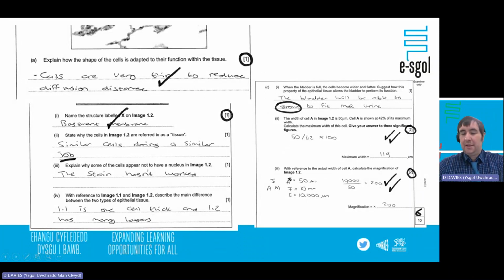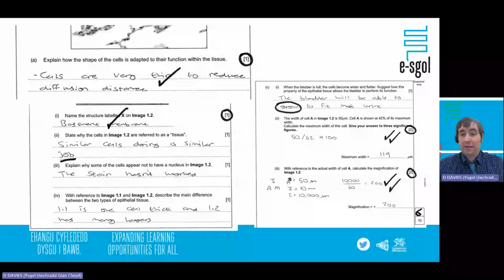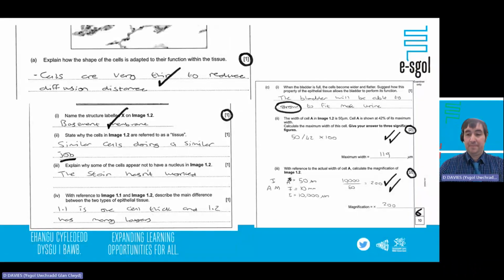Now, if you look at the mark scheme, it says that the bladder cells, or I think it says the tissue, will be able to stretch, which is slightly different to the bladder will be able to grow. Growth means something different to stretch, doesn't it? So again, you need to be very specific and have that level of accuracy in order to get the mark.